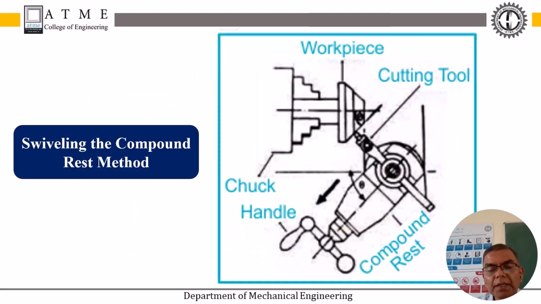This is the schematic diagram showing how exactly the tool is mounted on the tool post, which is above the compound rest. The compound rest can be swiveled to the desired angle. Once it is fixed and firmly held using the locking nut, the taper operation can be performed, and the tool moves at the specified angle with respect to the workpiece axis or the lathe axis.